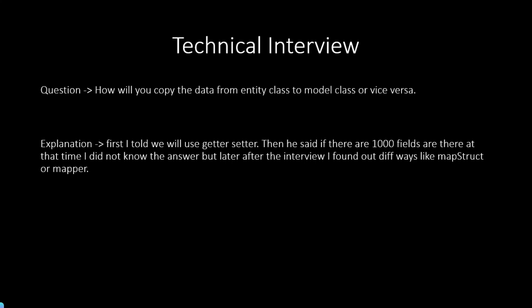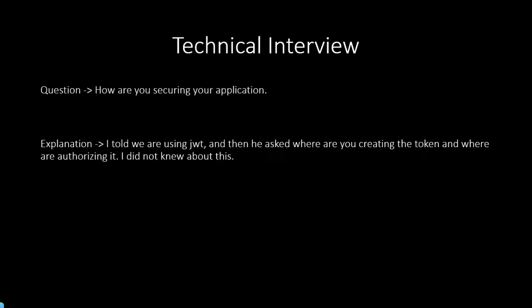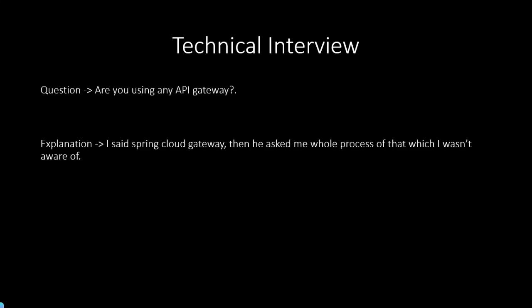At that time I did not know the answer, but later after the interview I googled and found different ways. One of them is MapStruct and a mapper, which can be used for this kind of activity. And then the next question was, how are you securing your application? I told them we are using JWT, and then he asked me where you are creating the token and where you are authorizing it. He asked what exactly JWT is, the three different parts, all these things. I did not know about creating the token and authorizing it, but I explained JWT, that there are three different parts and what exactly each part is. That I explained properly.